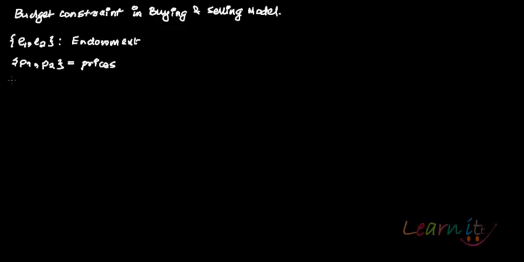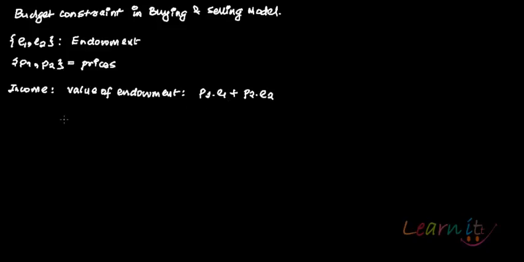Okay, so what is income? Income is basically the value of endowment, which is nothing but P1 E1 plus P2 E2. This is the value of endowment. Okay, and this is his income.